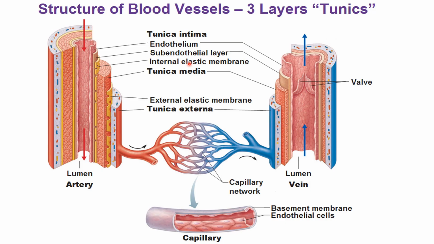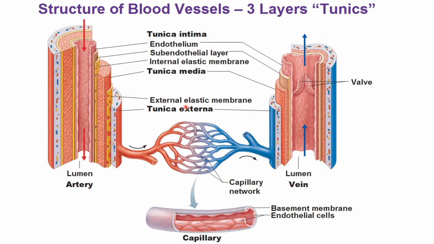Then we have internal elastic membrane. The internal elastic membrane is not within the vein, but it is there within an artery. Then we have the tunica media. The tunica media, the middle layer, which is this part, for an artery, it is thicker so that it can allow vasoconstriction and dilation when need arises. It is thicker than this one for the vein.